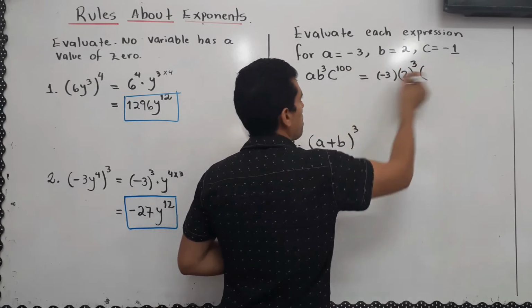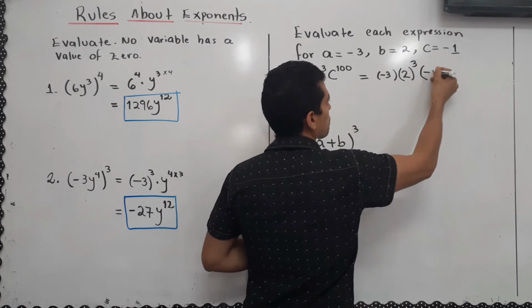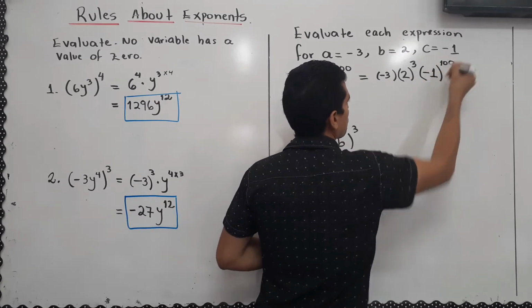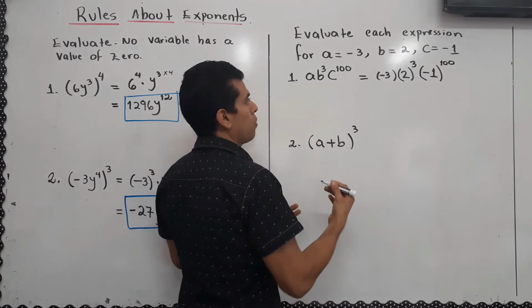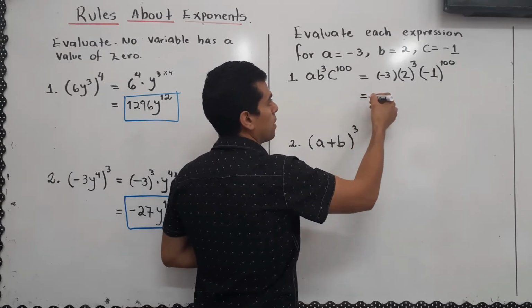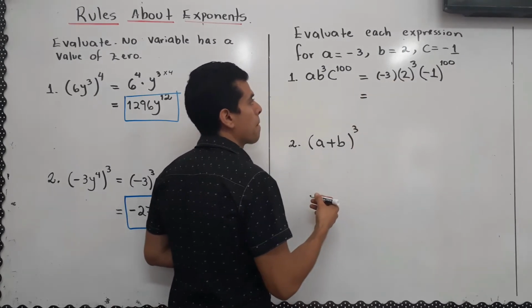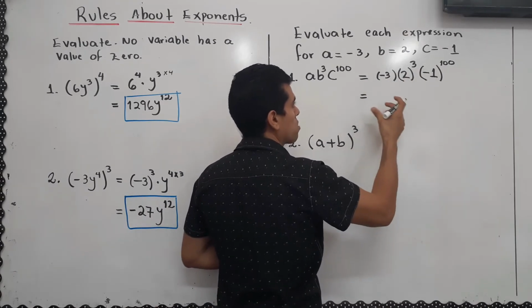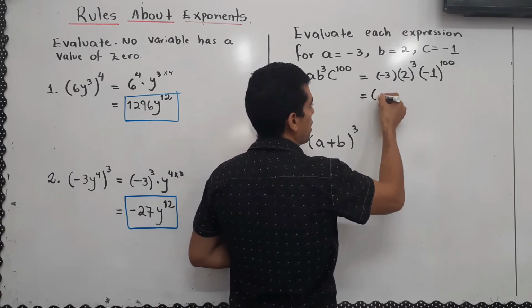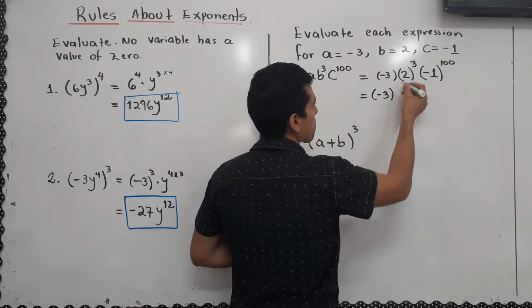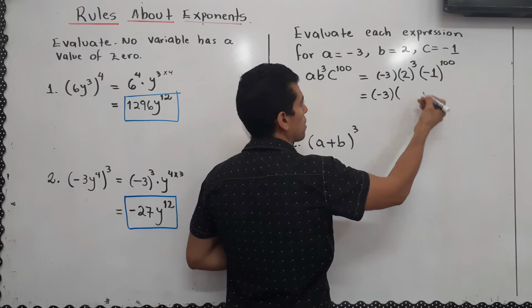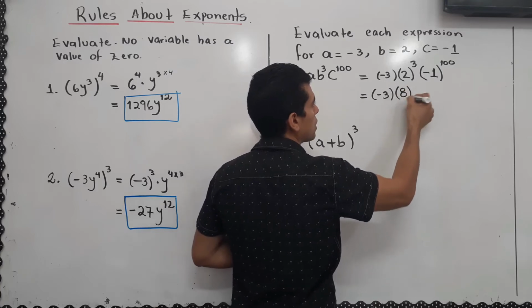C, how much is C? C is negative 1. And it's elevated to the 100th. Then we are going to follow the rules of order of operations, PEMDAS. So first we have to solve the exponents according to PEMDAS. So in this case, copy the negative 3. 2 to the 3 is going to be 2 times 2 times 2, 8.